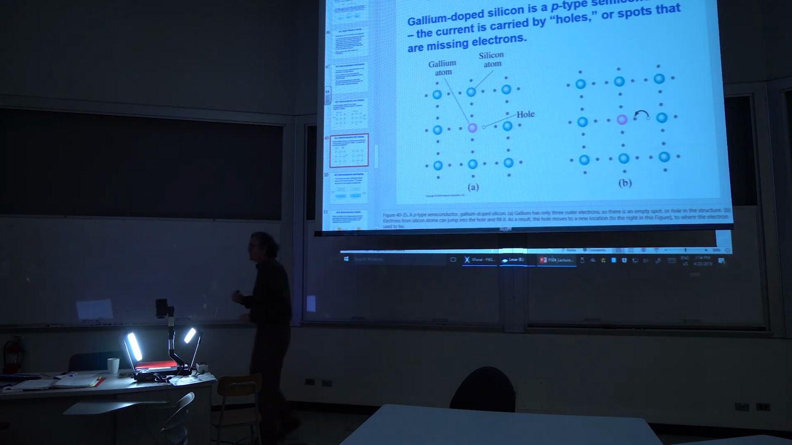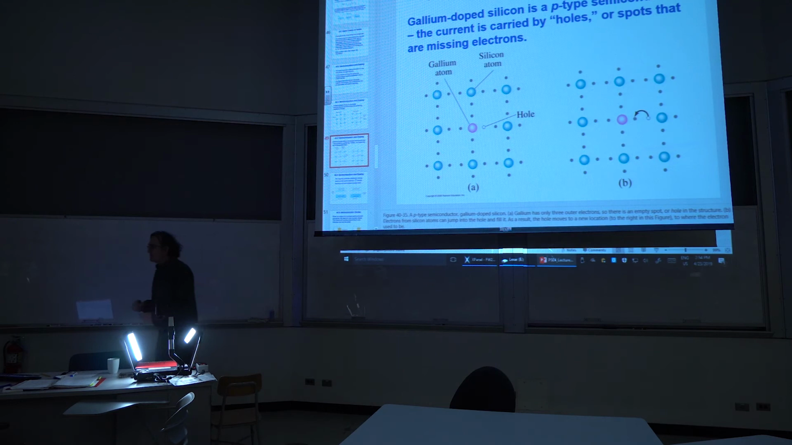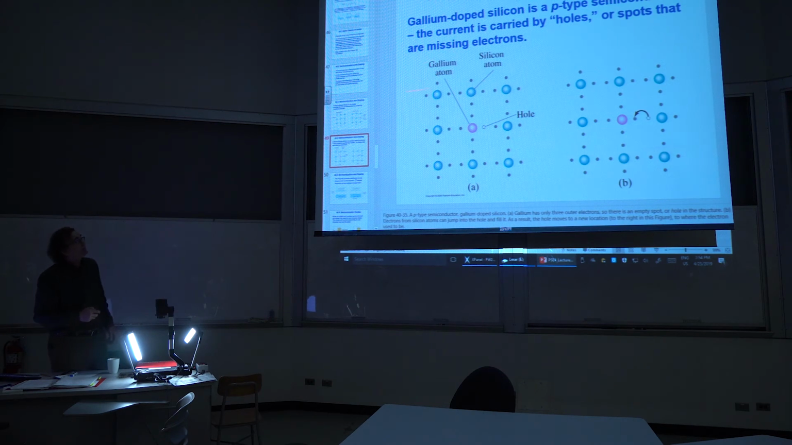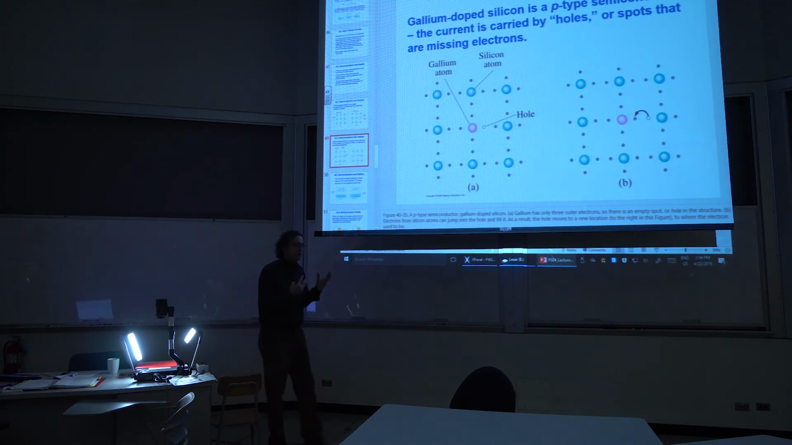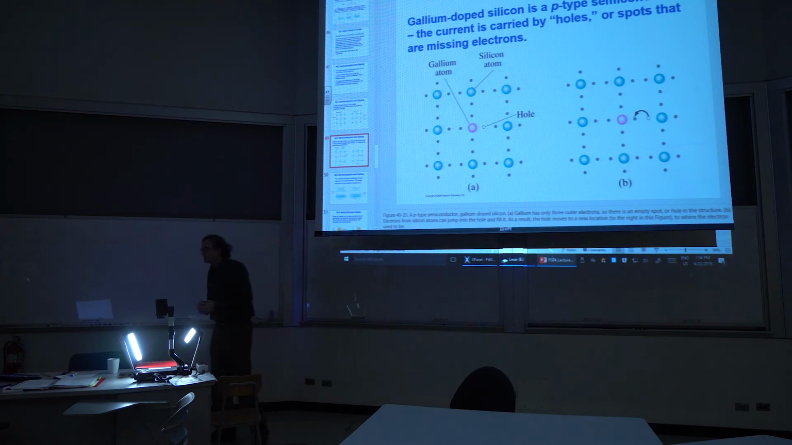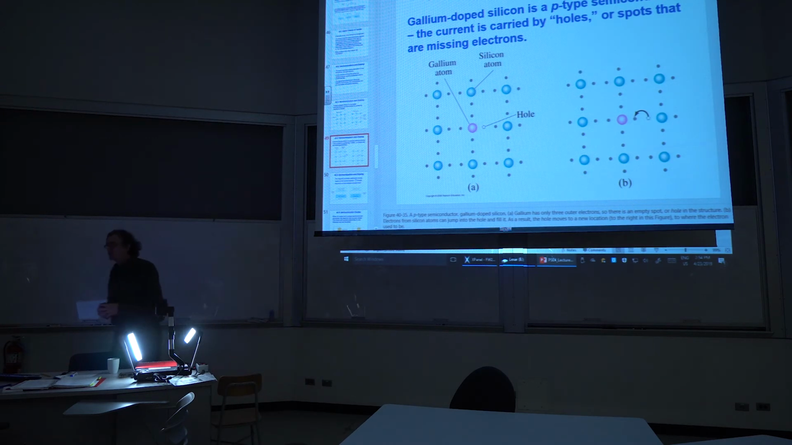And we call these carriers p-type because the current is carried by the holes, or the spots that are missing electrons. So p-type semiconductors have what we call positive holes that carry the charge, and n-type semiconductors have negative electrons that carry the charge.